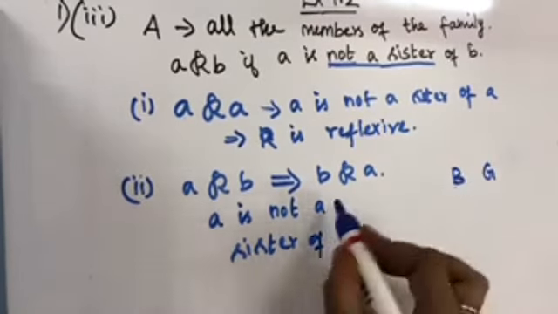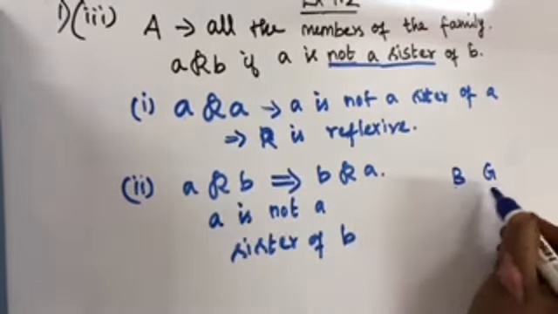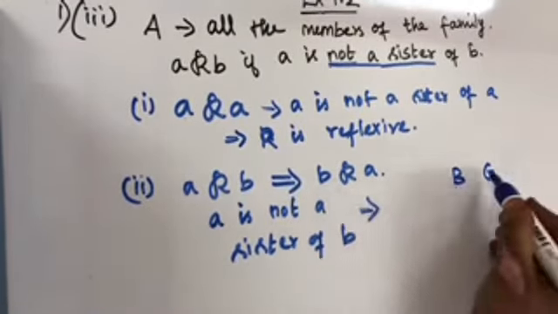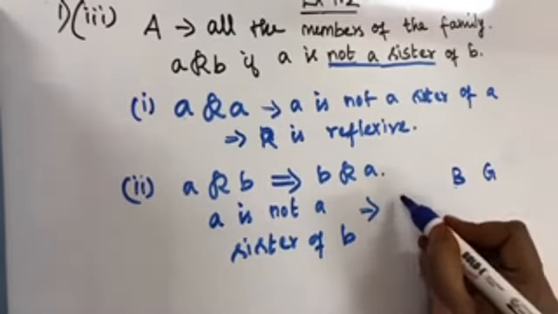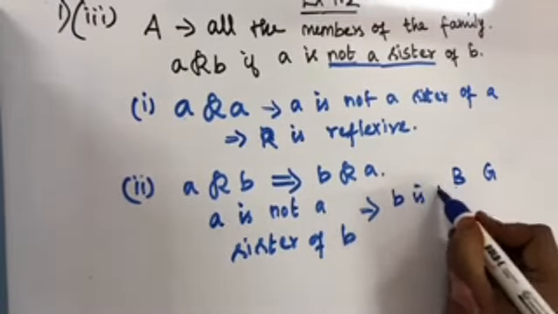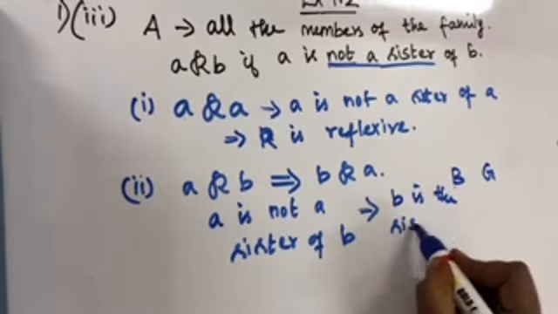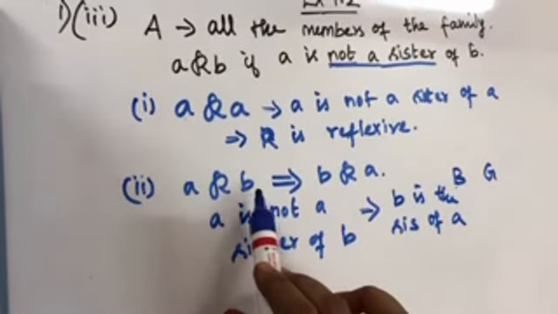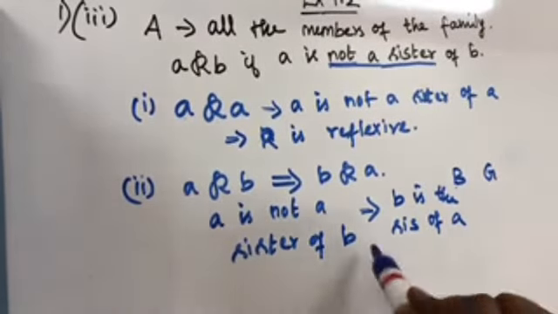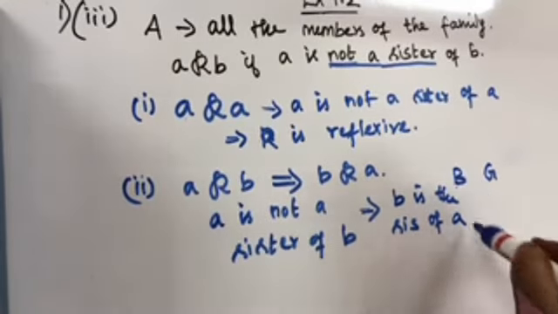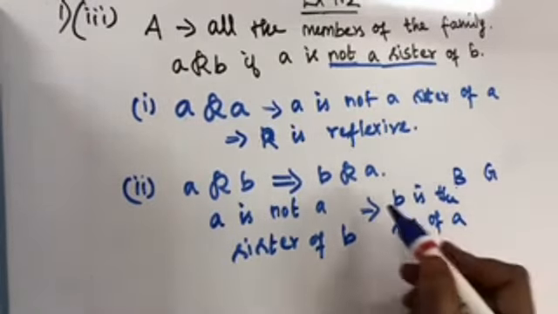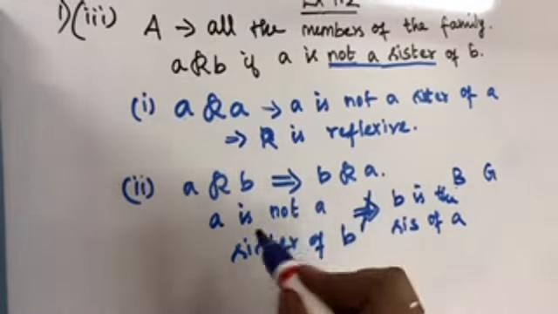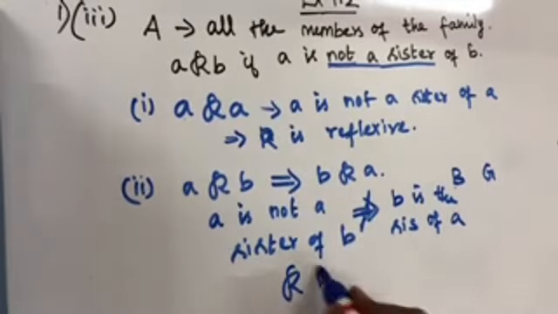So, A may not be the sister of B, but here in this case, B is the sister of A. So, A may be related to B. This relation may be satisfied in this condition, but not in all cases of B being related to A. So, it does not imply. So, R is not reflexive.